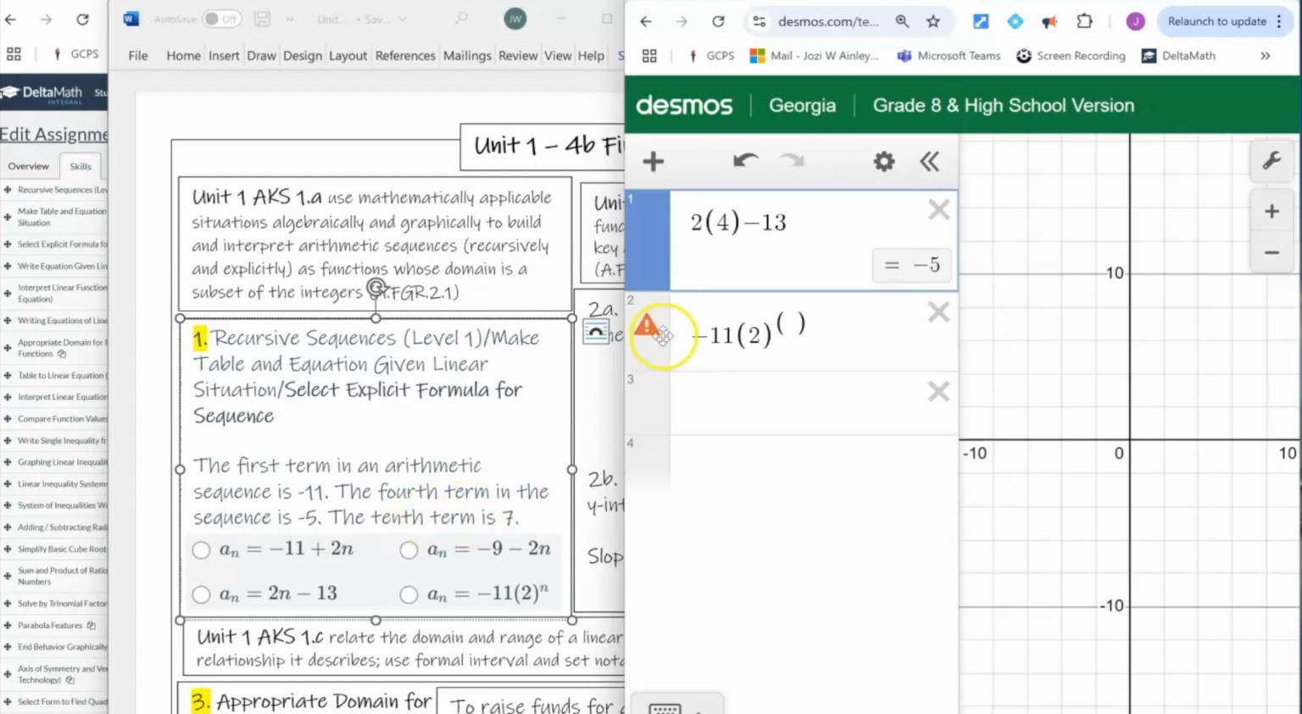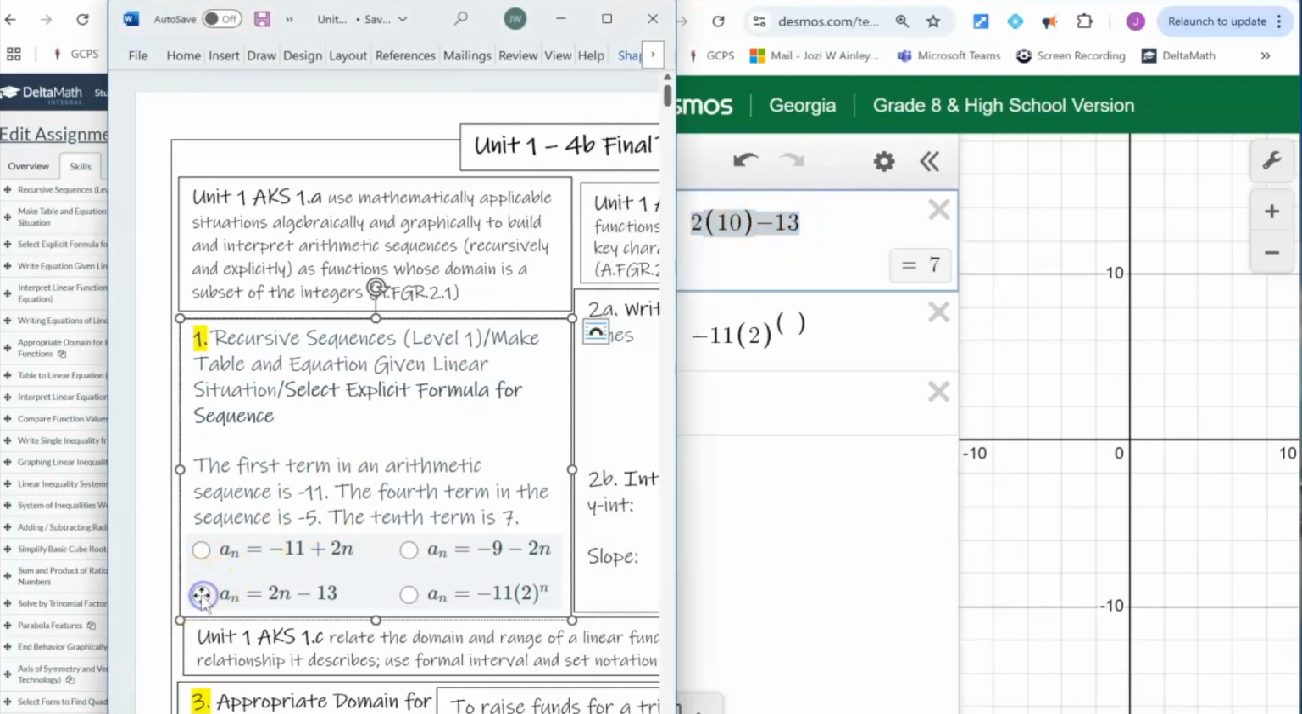Check the last thing. The 10th term should be 7. This one checks all the boxes. So this is 2n minus 13. And then that means this is the answer right here. So anytime they give you multiple choice, you put your answer choices in the calculator and then substitute in the question in there to see which one matches.